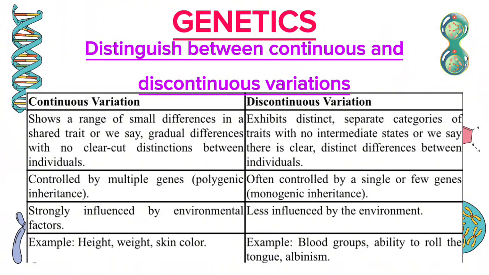Also, here you can talk about how continuous variation is quantitative, while discontinuous variation is qualitative. And also, continuous variation can be measured through histograms, while discontinuous variation is measured using bar graphs. I hope that is understood, and it's the end of our lesson for today.